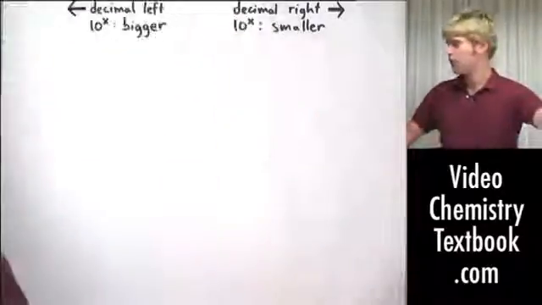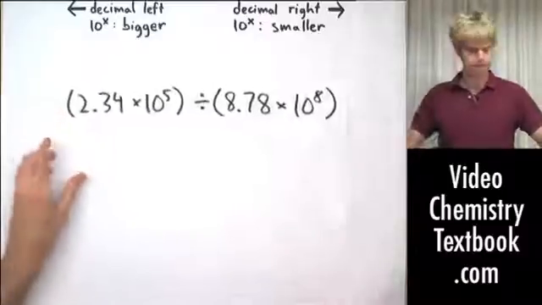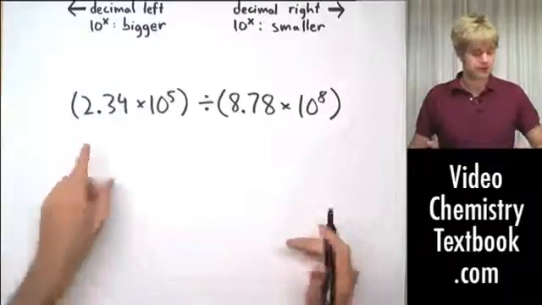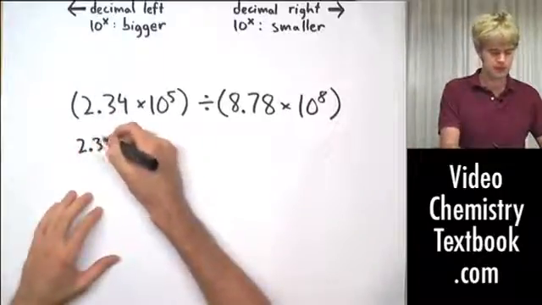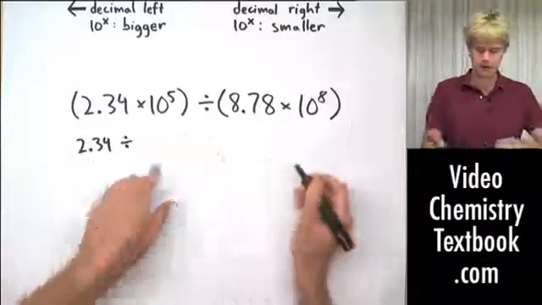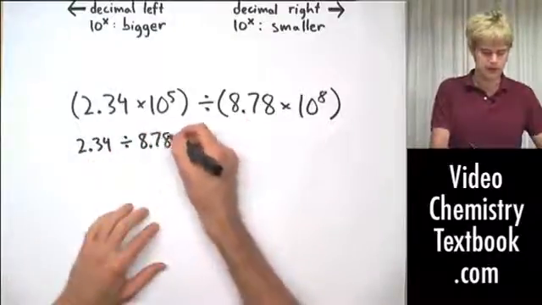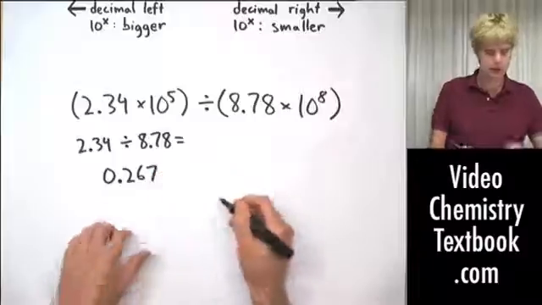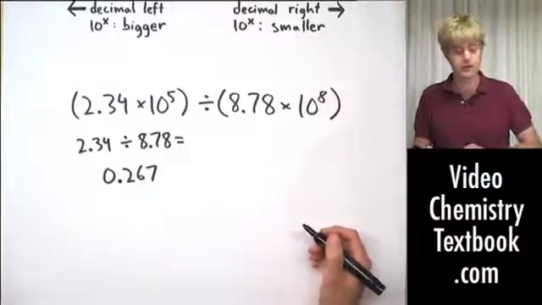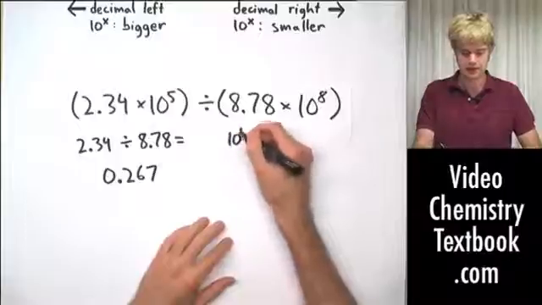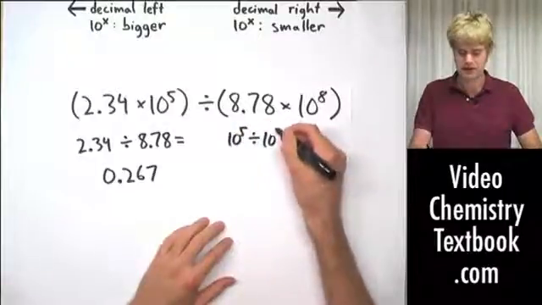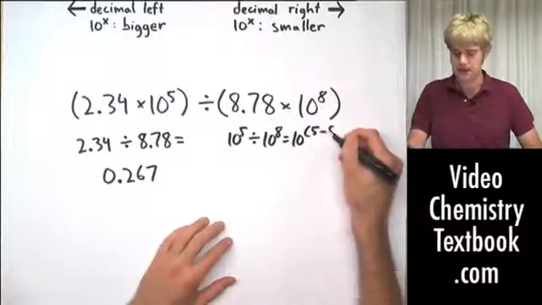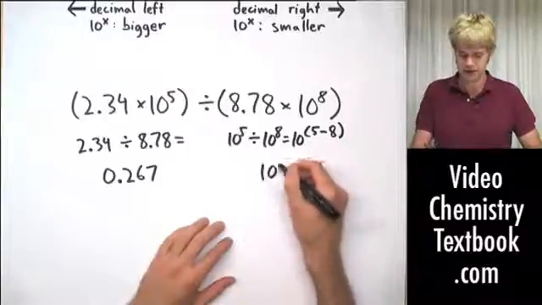One more example here, a division one. This is also going to have an answer that we're going to have to revise into correct scientific notation. So the first part of the problem will be 2.34 divided by 8.78. And when I do that, I'm going to get 0.267. Right away, we can look at that and say that's not going to be in correct scientific notation. So 10 to the 5th now, divided by 10 to the 8th, is going to equal 10 to the, because it's division, 5 minus 8, which is going to give us 10 to the negative third.